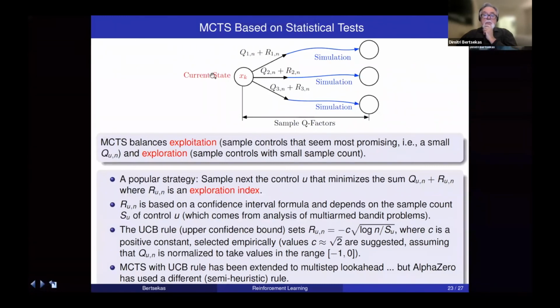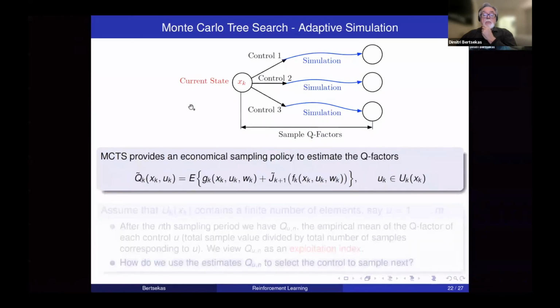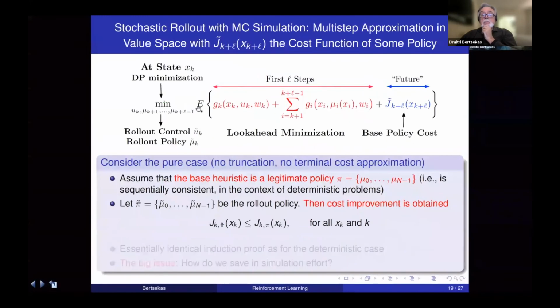There are some other issues in stochastic rollout that we have not discussed, and you can find the discussion here and there. Here we said that this expectation is obtained with Monte Carlo simulation.